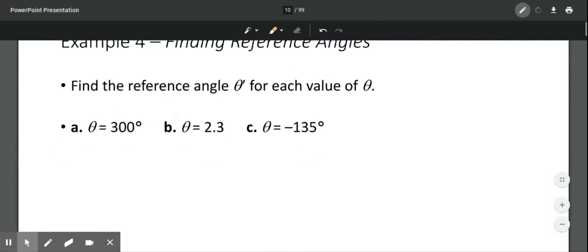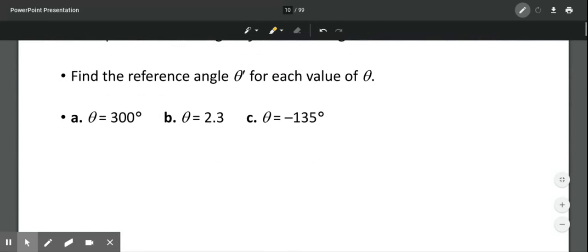So let's just find some reference angles here. For part A, 300 degrees is in the fourth quadrant. So to find our reference angle, we're going to do 360 minus 300, which would give us 60 degrees. So 60 degrees would be our reference angle, which means if we needed to find the sine of 300, we could actually just find the sine of 60 and it would be the same thing.